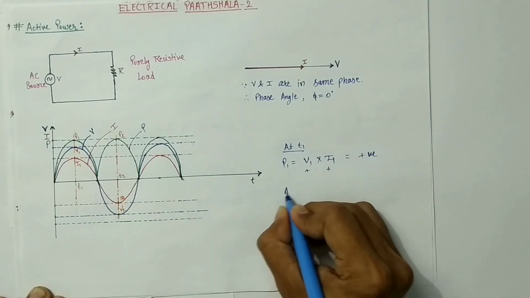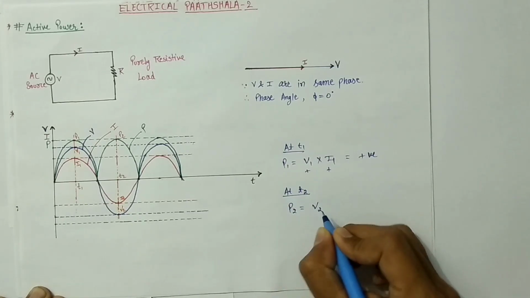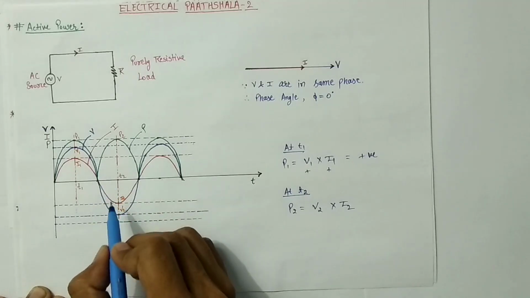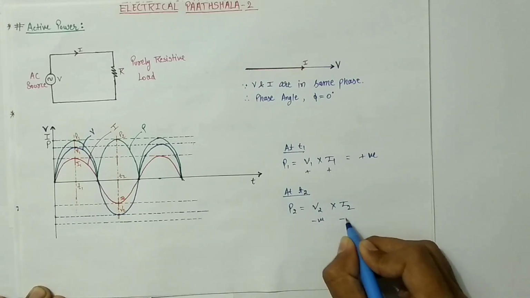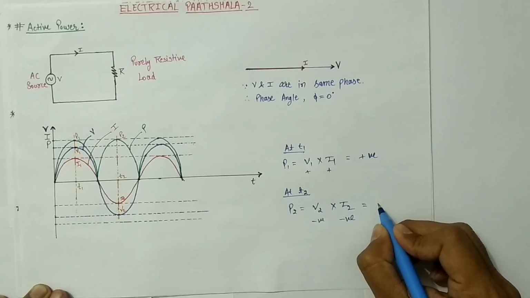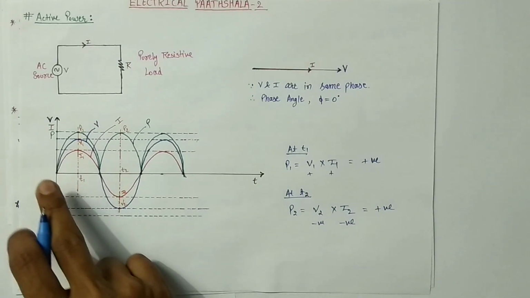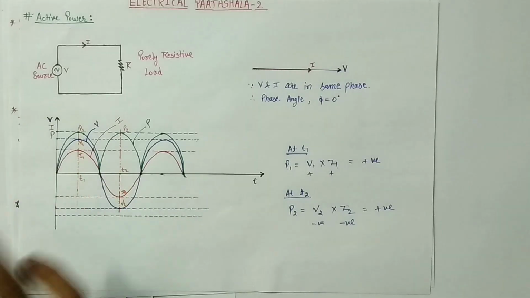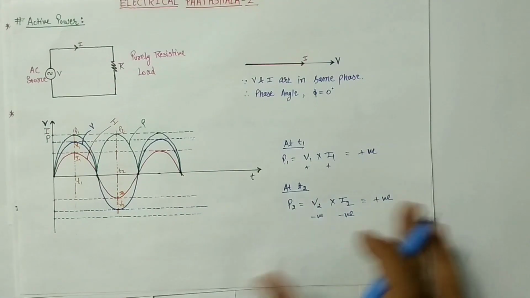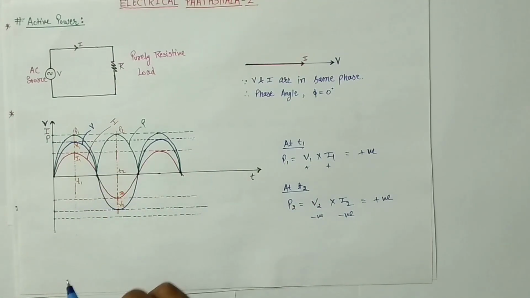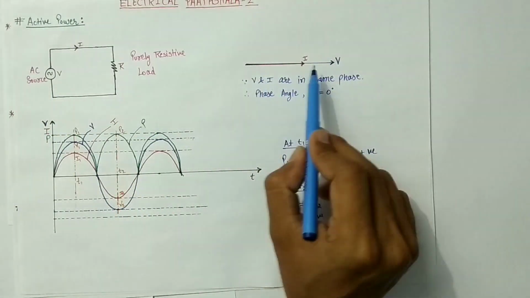Similarly at instant t2, we will again measure instantaneous power which is P2, which will be multiplication of V2 into I2. Now you can see here that V2 is negative and I2 is negative as well. Both are negative, and so the product will be positive. Now what does this suggest? This suggests that all the time, wherever you measure the power, at each and every instant of time, instantaneous power will always be positive. Now this type of power is known as active power. Now guys, in case of purely resistive load, as I have told you earlier, both voltage and current remain in same phase.